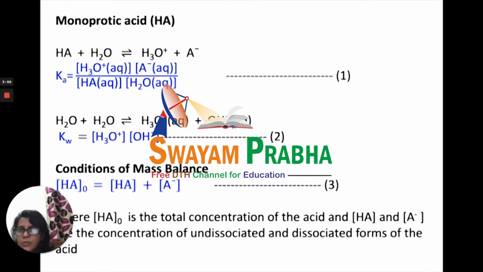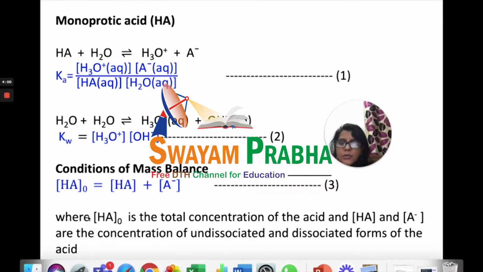So, now we have got two expressions, one for Ka and one for Kw. You can also write down the expression for mass balance. So, what is the mass balance? That the initial or the total concentration of the acid is equal to the concentration of the undissociated form of the acid plus the dissociated form of the acid.